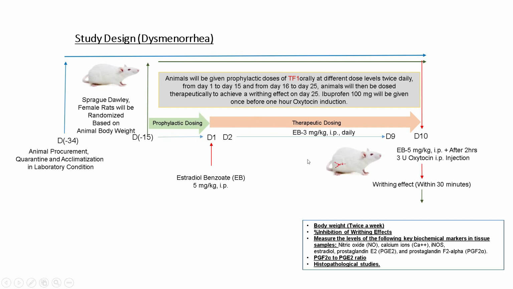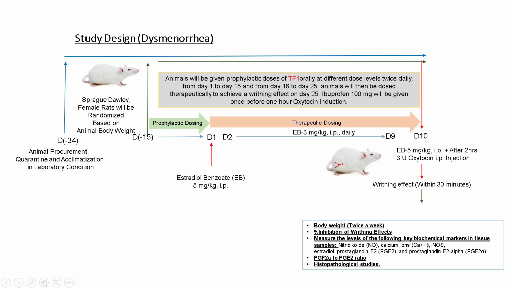It takes around half an hour to dissolve this drug in the sesame oil or olive oil, so you have to plan accordingly. Here you can see animals will be given prophylactic dose of TF1 orally at different dose levels twice daily from day 1 to day 15, and day 16 to 25 animals will then be dosed therapeutically to achieve the writhing effect. On day 25, ibuprofen 100 mg will be given once, 1 hour before oxytocin induction.